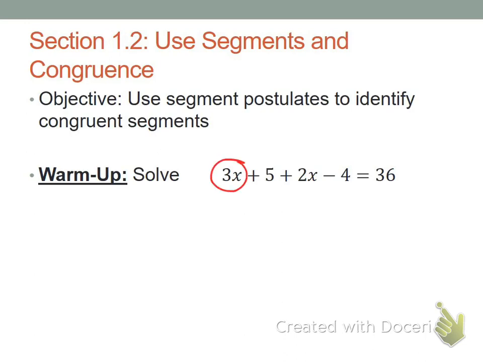What is like the 3x? Anybody? 2x, thank you. When we add those, what do we get? There we go. And I believe it was already said the 5 and the minus 4 are like. When we combine those, what do we get? 1. Plus or minus 1. There we go. Now that is not the only way you could start that problem, but that is how I would recommend doing it. Combine like terms first.